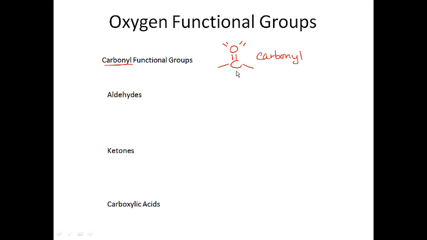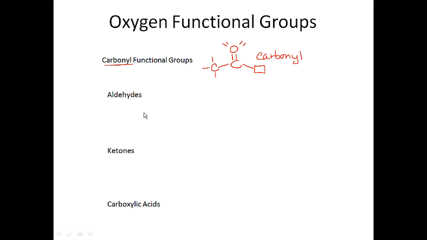Now, that's not the functional group. The functional groups are going to depend on what two groups are attached to that carbonyl. On one side, we will always have a carbon, another carbon group, but what is attached here will give us different carbonyl functional groups. So the carbonyl group is a C double bond O.